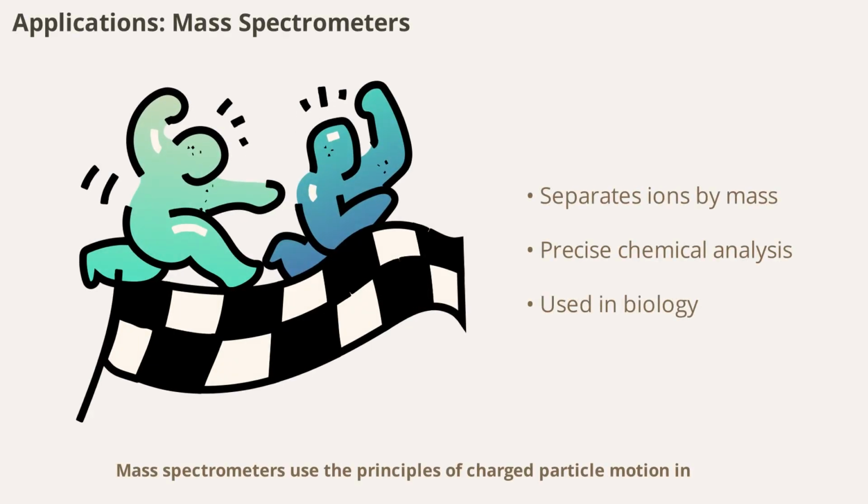Mass spectrometers use the principles of charged particle motion in magnetic fields to separate ions based on their mass-to-charge ratio. By measuring the radius of their paths, scientists can identify and quantify different substances. This technique is widely used in chemistry, biology, and environmental science for precise analysis.